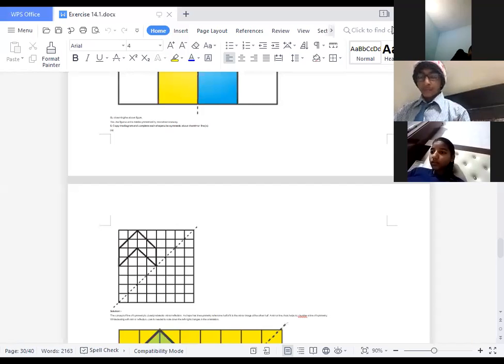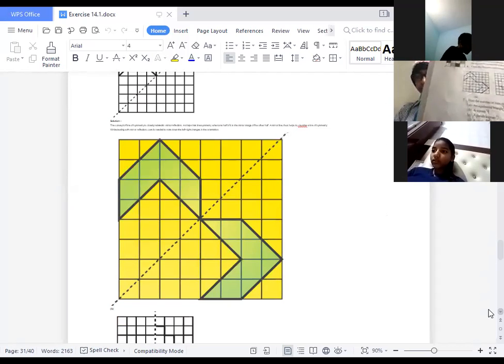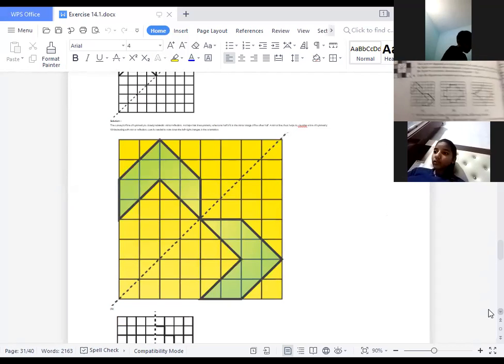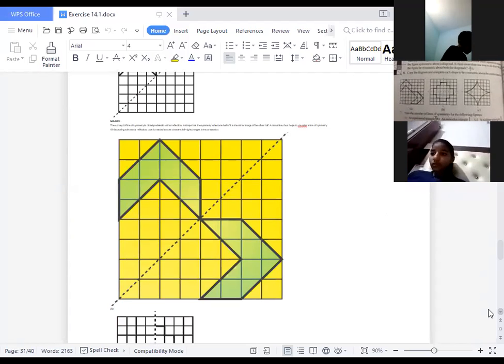Copy the diagram and complete each shape to be symmetric about the mirror lines of symmetry. The diagram has been given like this. So draw the mirror lines of symmetry after this. Yes, right. Srajal, yes, nicely drawn.